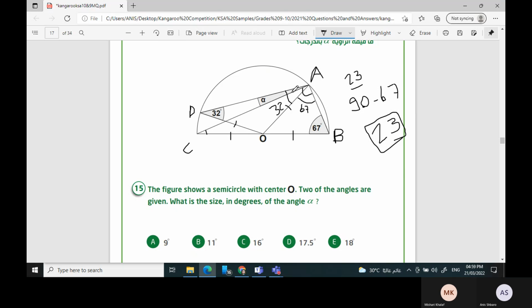Which one? The bigger one. Here, this one. Yeah, the bigger one. We're going to do 32 minus 23. Yes, it's equal to what? It's equal to alpha. Okay. Calculate it for me directly. It'll be 9. Yes. And 9 is equal to alpha.